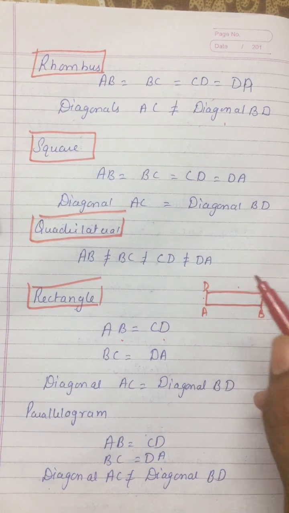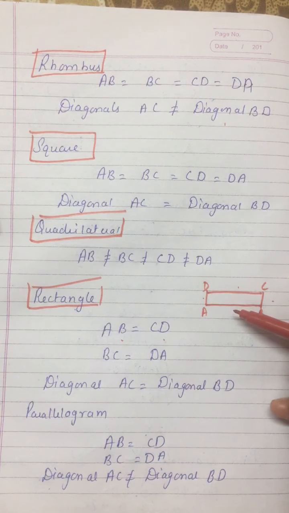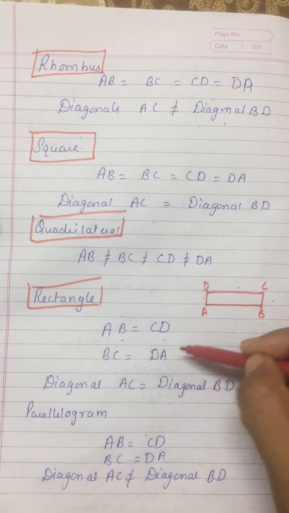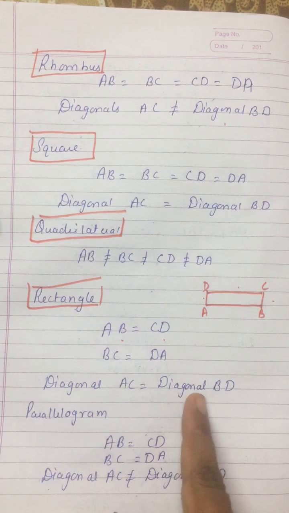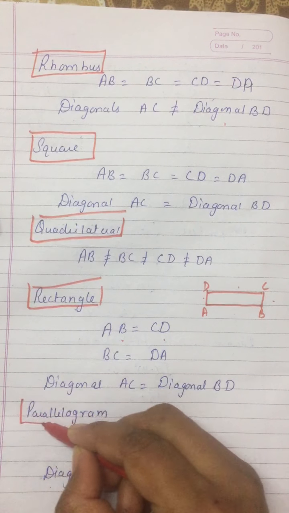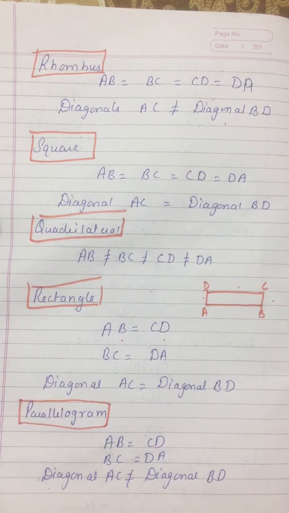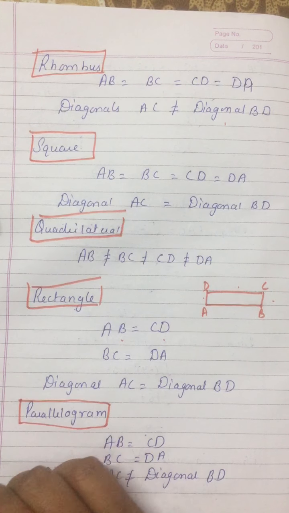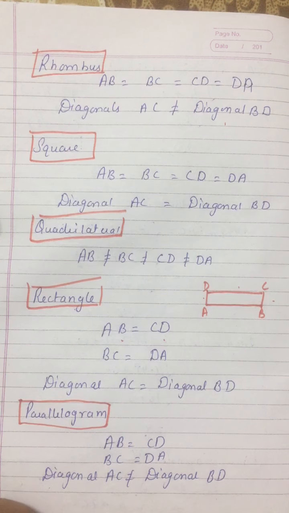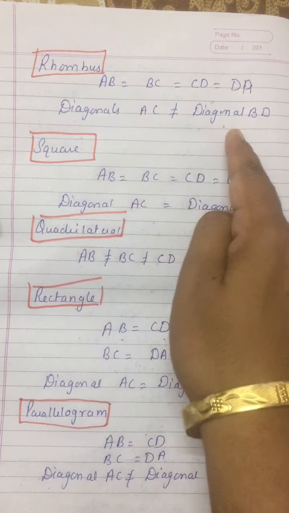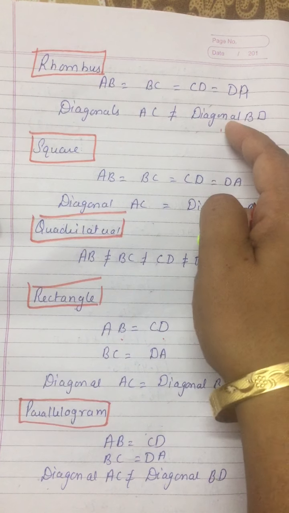And in a rectangle, it can be a parallelogram also. Parallelogram is having the same condition. But in a rectangle, diagonals are equal. And in a parallelogram, diagonals are not equal. So what will I do? I will find out the distances between AB, BC, CD and DA. If all are equal, diagonals not equal, then it will be a rhombus.